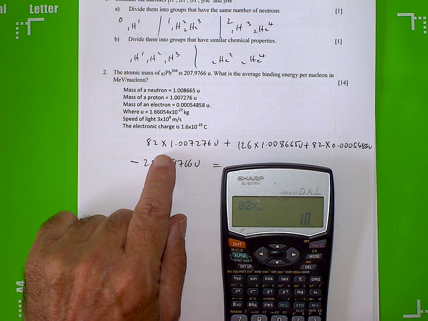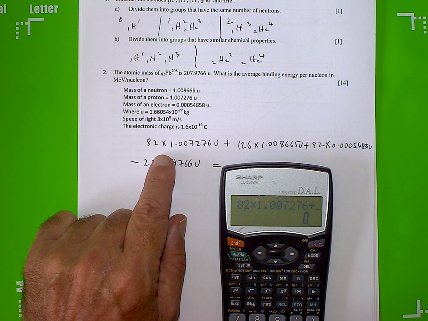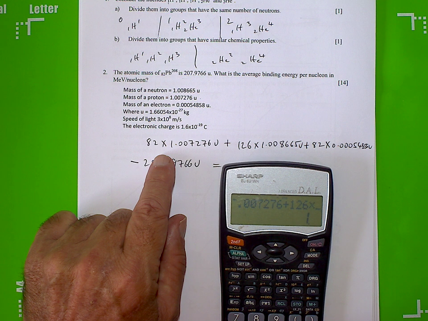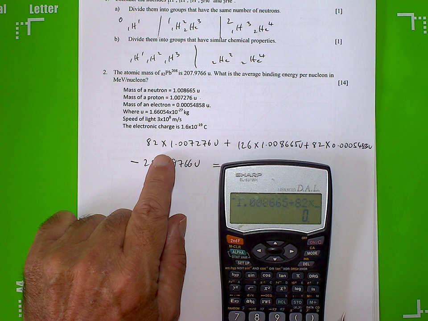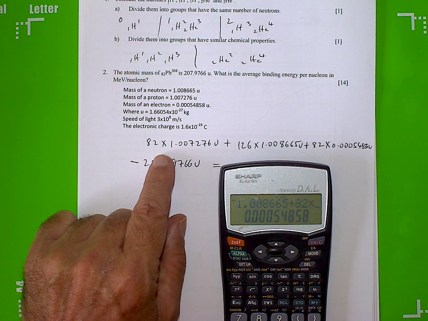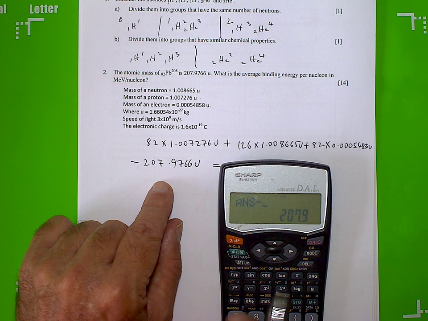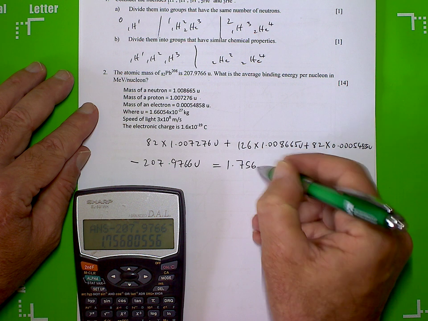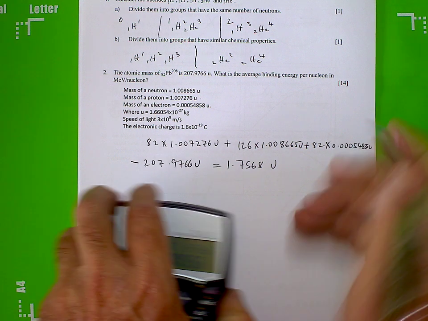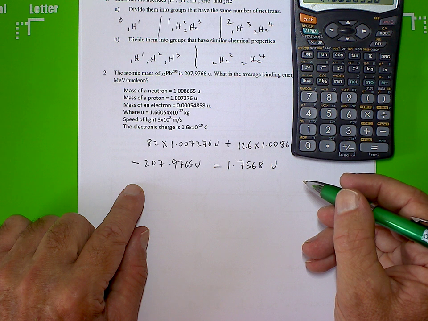And I'm going to do that, okay, one long calculation. 82 times 1.007276 plus 126 times 1.008665 plus 82 times 0.00054858 minus 207.9766 equals, okay, I get 1.7568 U. And now I need to convert this to energy.